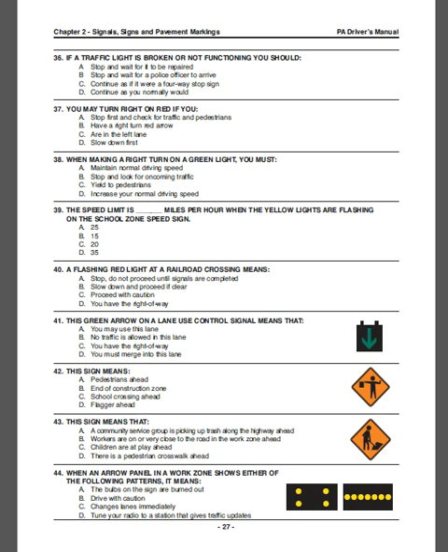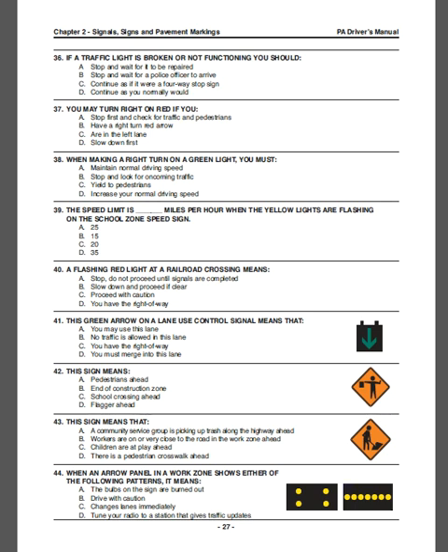40. A flashing red light at a railroad crossing means A. Stop, do not proceed until signals are completed. B. Slow down and proceed if clear. C. Proceed with caution. D. You have the right of way. The answer is letter A. Stop and do not proceed if a red light is flashing at a railroad crossing.